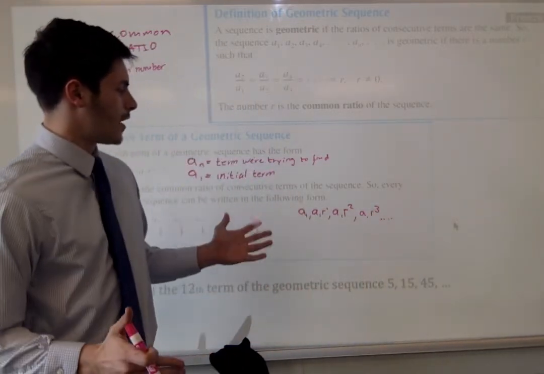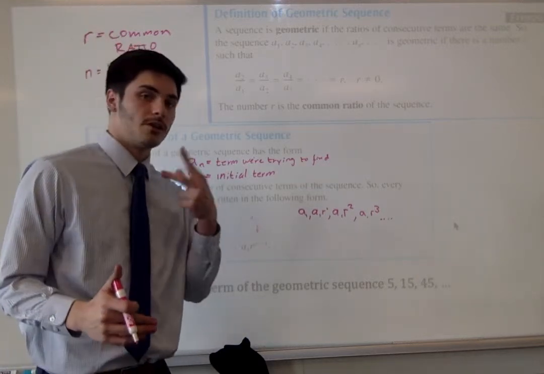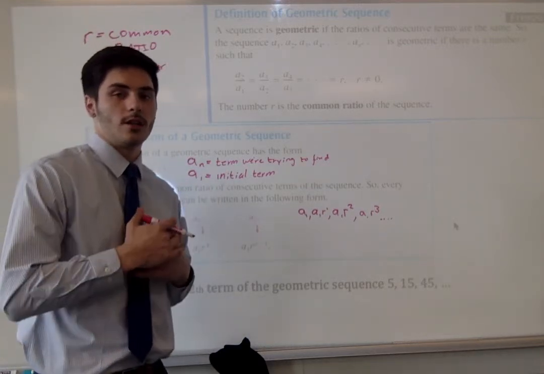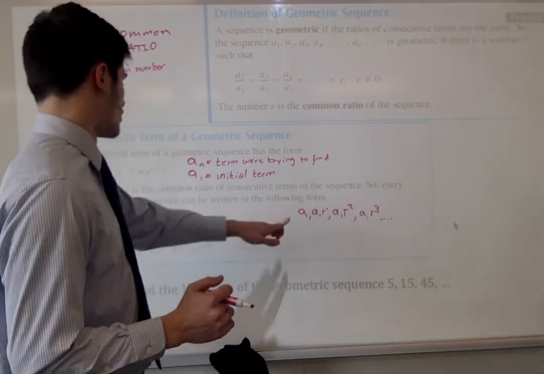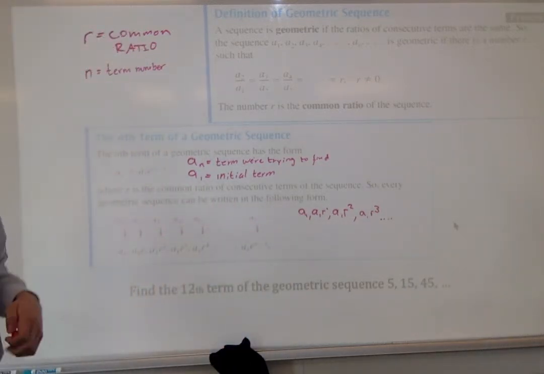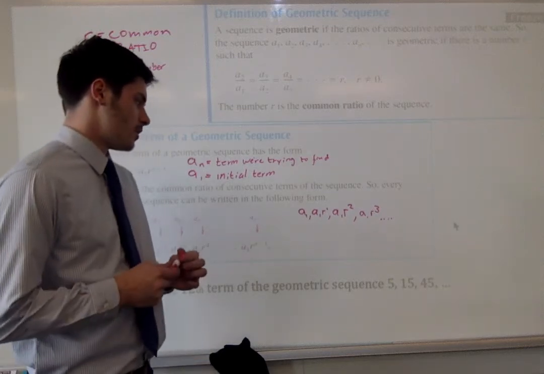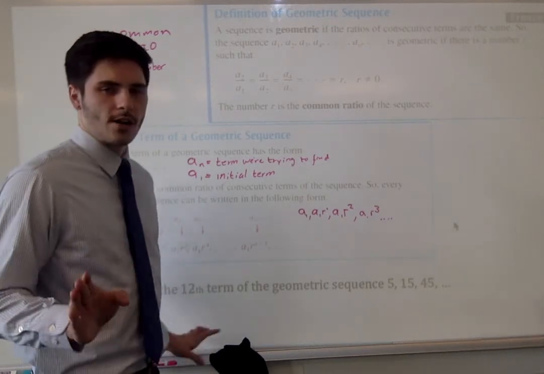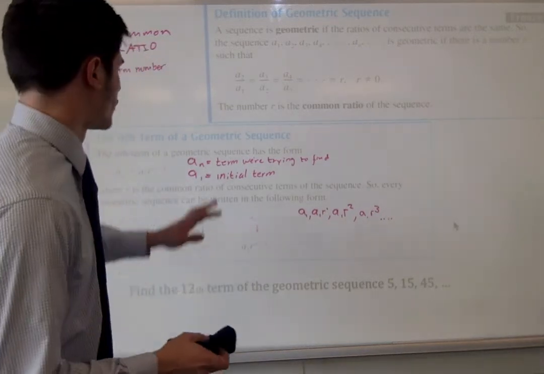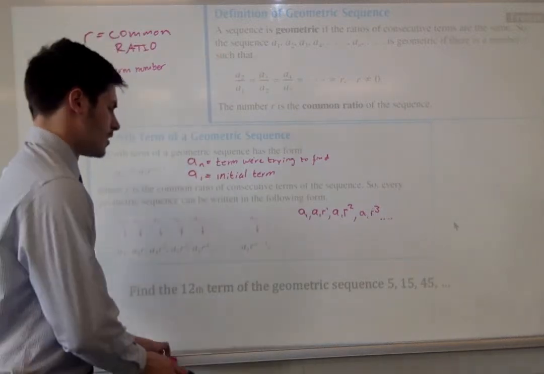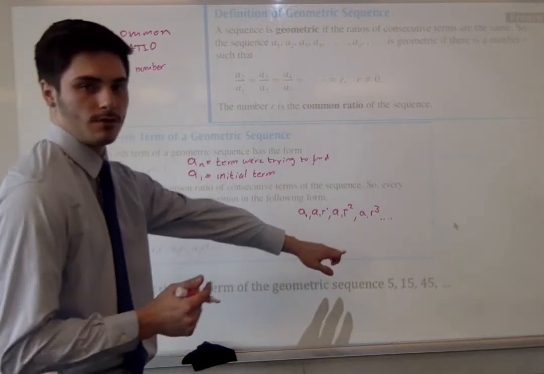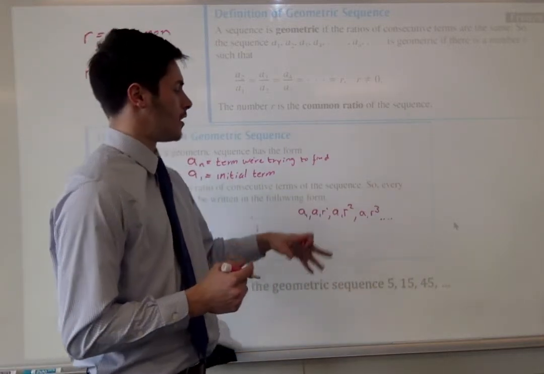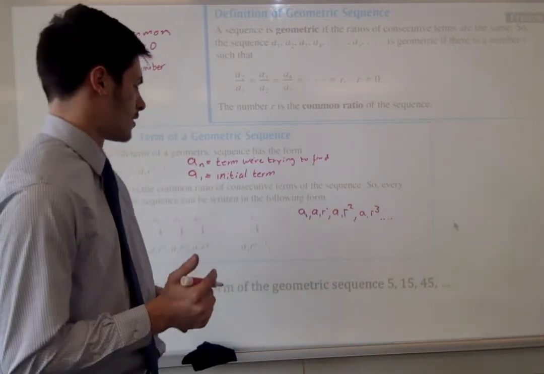And so if all we have is the common ratio and the initial point, we can find the entire sequence based on this right here, which derives from this. So I hope that's not too complicated. I just wanted to have a video to go over these definitions. We can try finding the 12th term of the geometric sequence 5, 15, 45, and so on. I'm going to do that over here real quick.